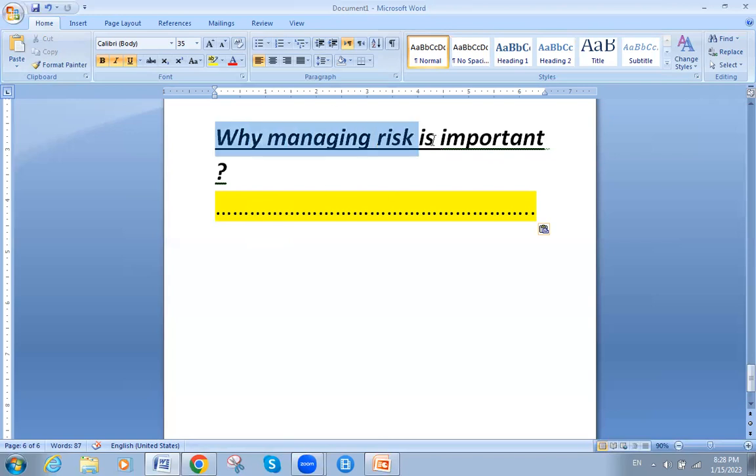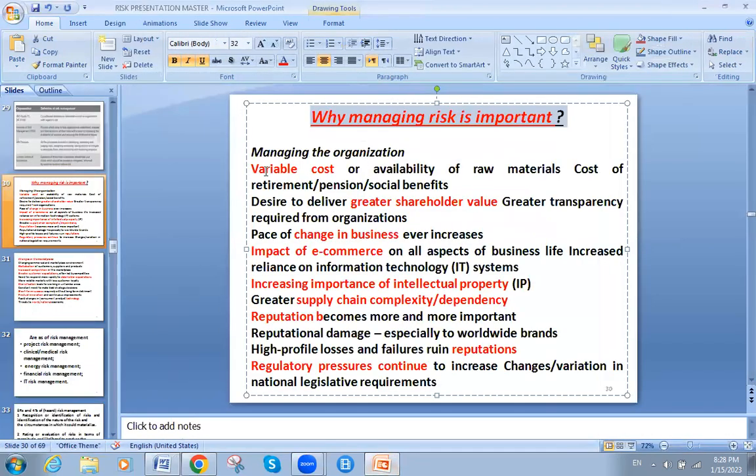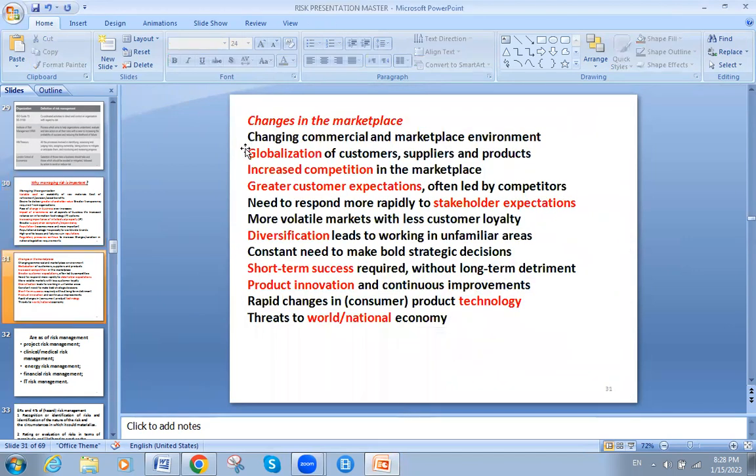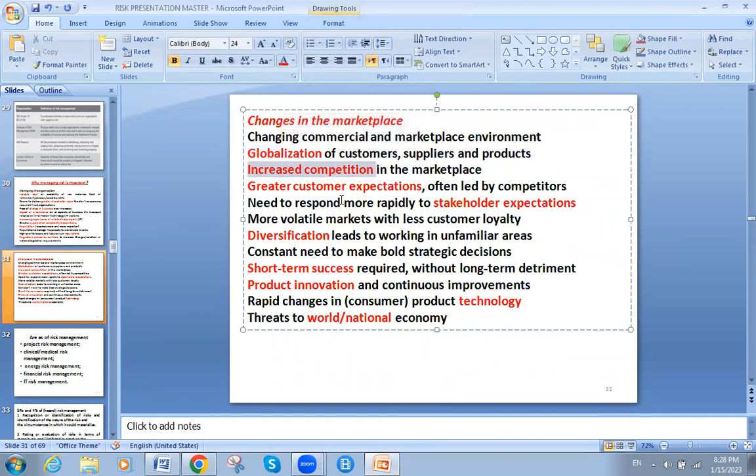Okay, guys. So why is managing risk important? Because of those reasons which we listed in red: because of the variable cost, because of greater shareholders' value, because of change in the business, because of the impact of e-commerce, because of the increasing importance of intellectual property, because of supply chain complexities, because of reputation, because of continuous regulatory pressures, because of globalization, and because of increased competition.